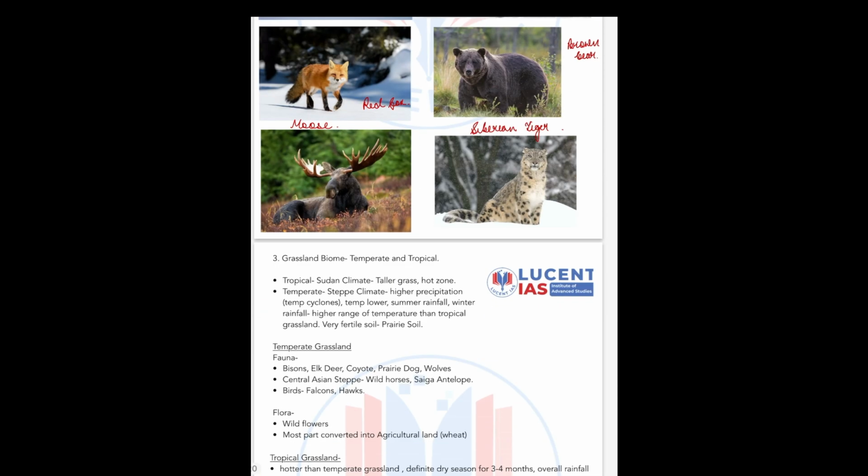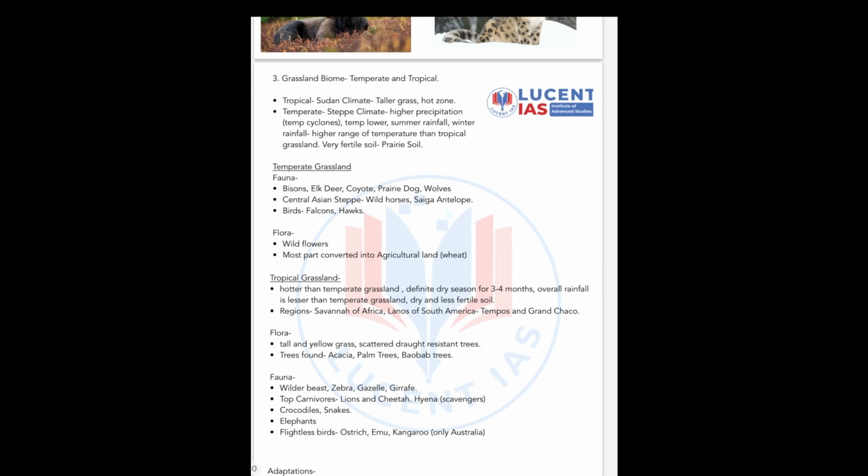Next up we have grassland. So grassland, as we know, is divided into two types: temperate grassland and tropical grassland. Tropical grassland is the one found between the Tropic of Cancer and Tropic of Capricorn. And temperate is the one found beyond the Tropic of Cancer and Tropic of Capricorn towards the polar region. So what is the type of climate in tropical grassland? It is a Sudan type of climate. They have taller grass and a hot zone.